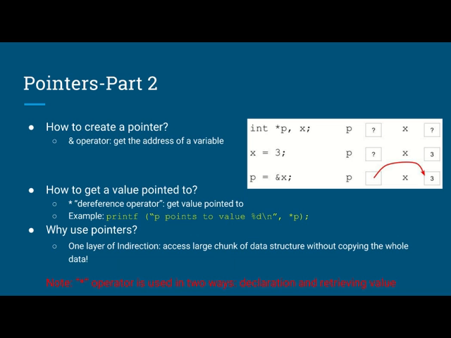So how do we get the value that we pointed to? All we need to do is asterisk p. That is called the dereference operator. So in this example, we have p points to some value, and at the end we added the asterisk p, which gives us the value that pointer p points to. Why do we use pointers?